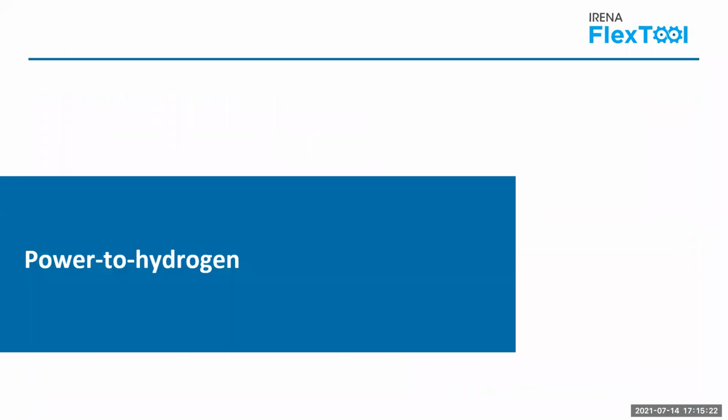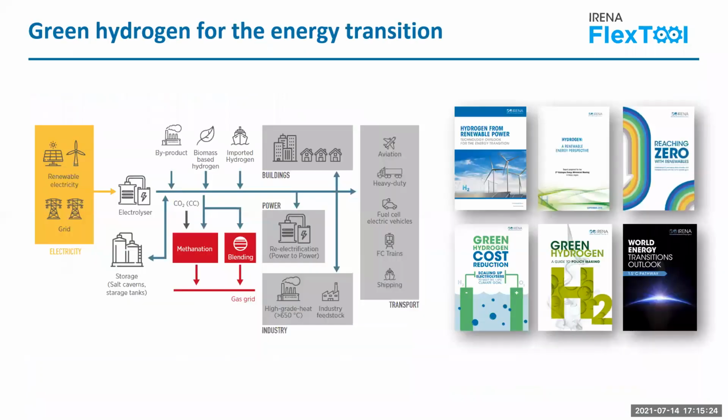So, going to hydrogen. Hydrogen has been considered by countries a key component towards net zero, and therefore a topic often seen in the agenda of members, though sometimes with different perspectives. One of the main reasons for that is that it allows renewable power to be used in sectors such as transport, industry, and building.